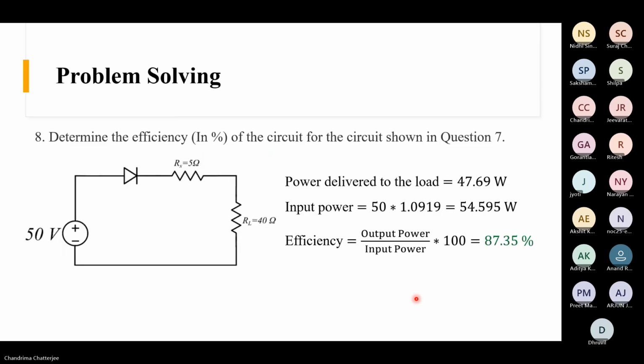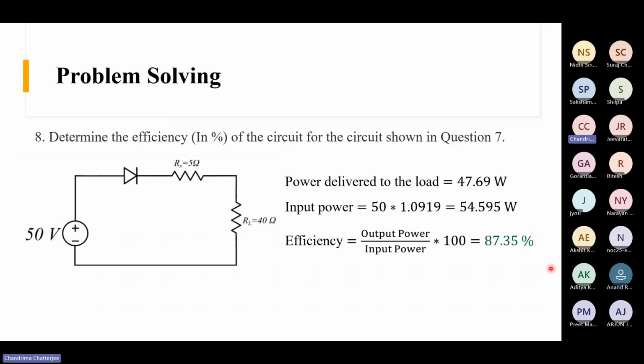And the input power is what? We already have the current value and we know the source voltage is 50 volts. So the input power would be the source voltage multiplied by the current. So this is the input power. And efficiency is output power by input power multiplied by 100. So this comes out to be 87.35%, right? This is also very straightforward.